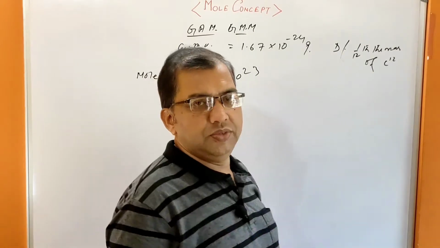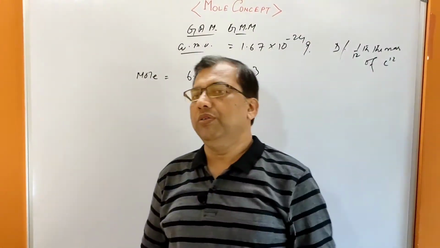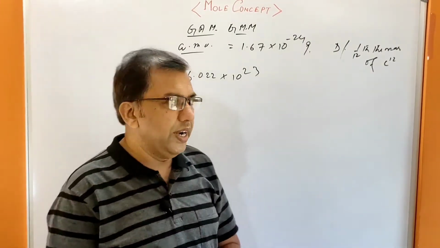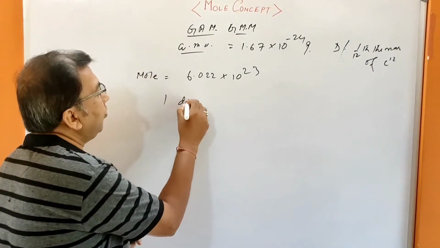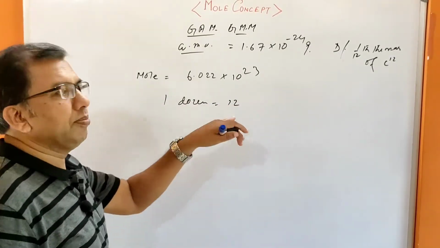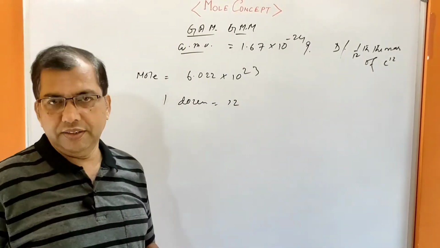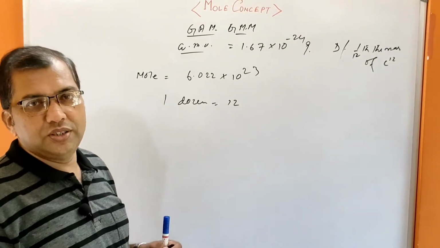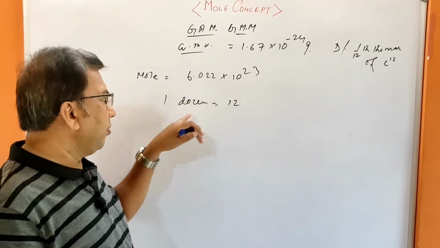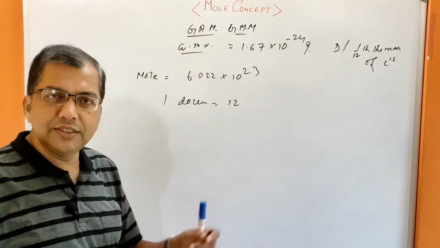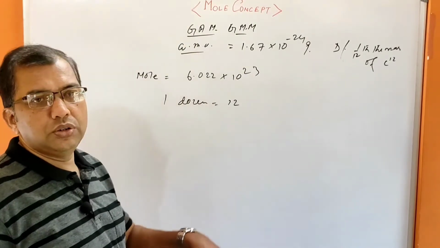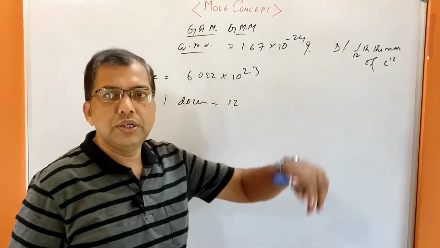Yeah, clear? In that case, suppose mole. You have learned the word dozen. 1 dozen कितना? You have learned 1 dozen is 12. 1 dozen banana, 1 dozen केला, 1 dozen bread, 1 dozen egg. इसका मतलब 12. 10 dozen means 120. 100 dozen means 100 into 12, 1200. बाजार जाओ, 1200 egg ले आओ.